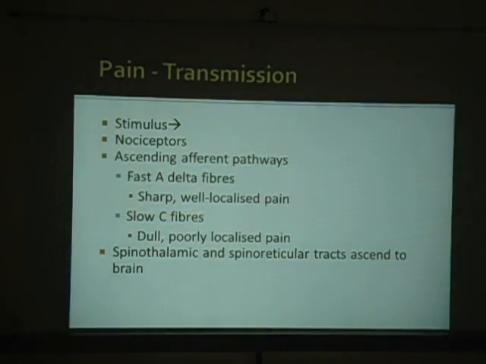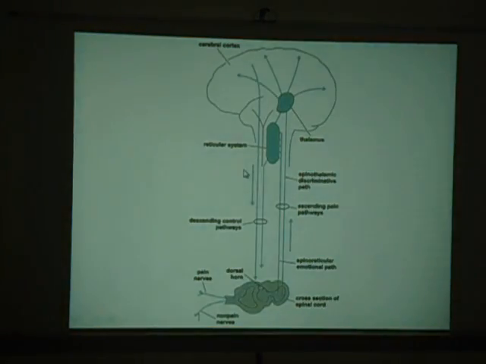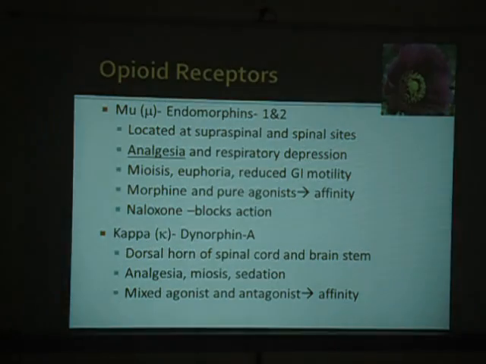We have studied something about the fibers which carry the impulses for pain transmission. We have studied about the fast A delta fibers and slow C fibers. The tracts which carry the impulses for pain are the spinothalamic and the spino-reticular tracts. Here we can see the spinothalamic tracts. Here is the reticular activating system, which can influence both pain transmission and perception.